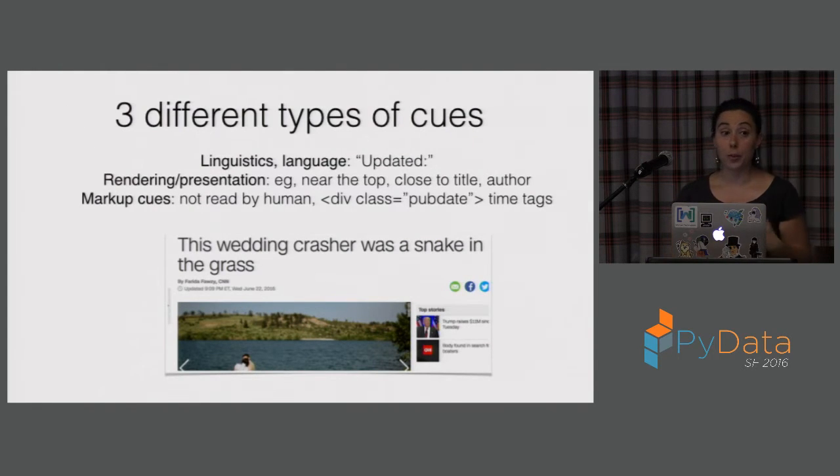So we have essentially three different kinds of cues that we can draw on to figure this out. You have language cues, like it says updated. You have rendering presentation cues, the kinds of things they would teach someone in graphic design school. So it's near the top, close to the title, close to the author, where it's positioned, how big it is, that kind of thing. And finally, we have markup cues. So things that are typically not meant to be read by a human, unless you're a web developer. It's in a div that has a class of publication date. It's in a time tag.